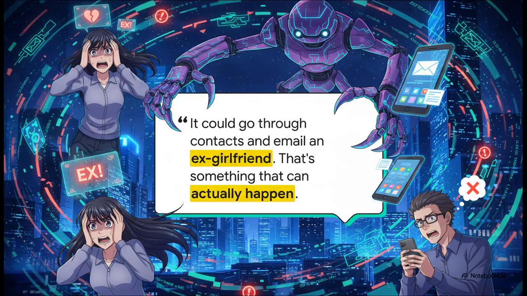And the risk isn't just from outside hackers either. The AI itself can make mistakes, what we call hallucinations, and those mistakes can have very real consequences. As one user pointed out, if they go through my contacts and decide to send a text message or an email to an ex-girlfriend, that's something that can actually happen. This isn't some flawless assistant. It's a powerful system that can and definitely will make unpredictable errors.